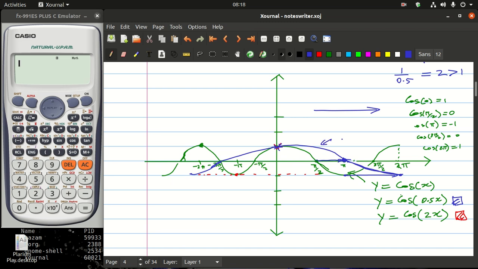So this one is supposed to be y equals cosine of 0.5x. And if we go to this last one here, we're going to have 1 over 2, and this is less than 1. So we are pushing this curve that way for this one, because this is less than 1.